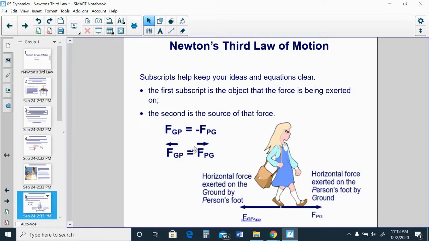You can also note it here, it is just showing you the vectors themselves pointing in opposite directions. When we write it out algebraically, we'll be using positive and negative signs to indicate negative versus positive directions, left versus right, up versus down, etc.